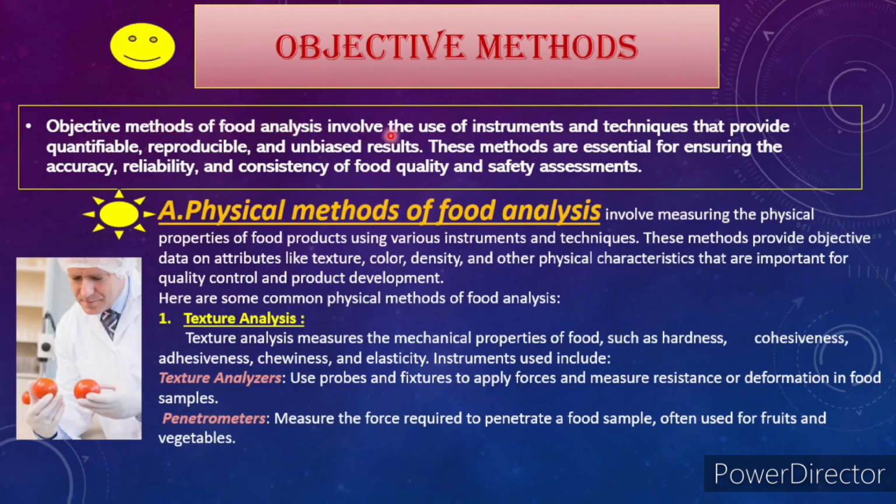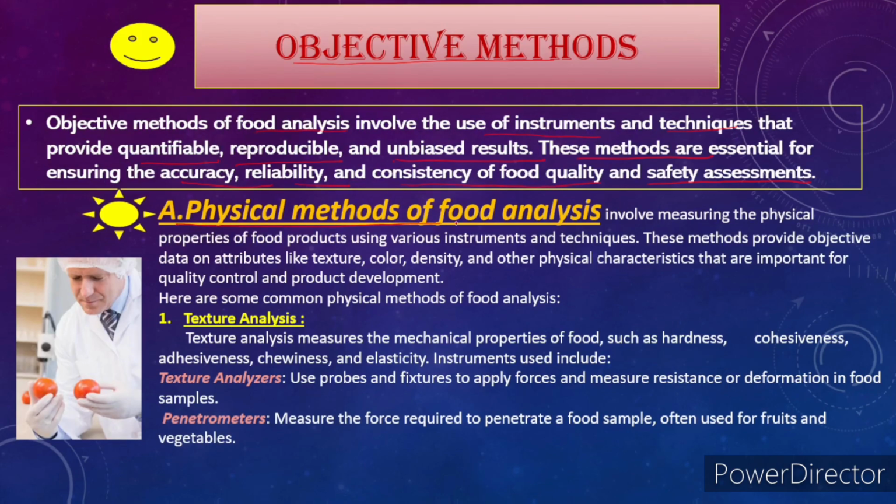Objective methods of food analysis involve the use of instruments and techniques that provide quantifiable means to measure the quantity, reproducible means to produce, and unbiased results, meaning fair results. These methods are essential for ensuring the accuracy, reliability and consistency of food quality and safety assessments.